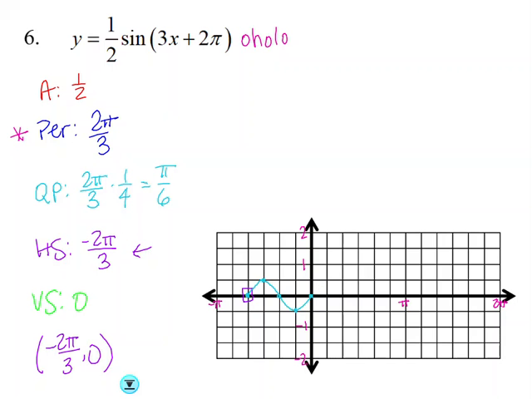I'm going to go ahead and write out the range for this function. That's going to be -1/2 to +1/2. The domain will always be -infinity to infinity because you can continue cycling through the periods and go on forever.